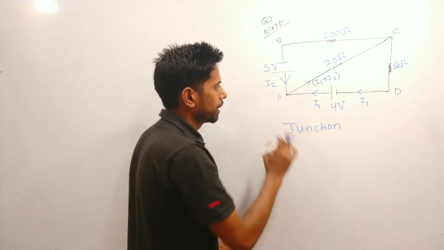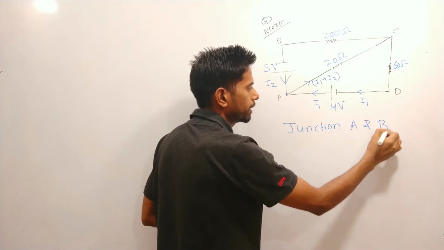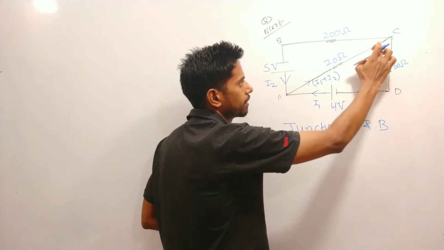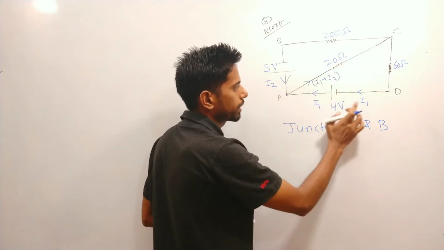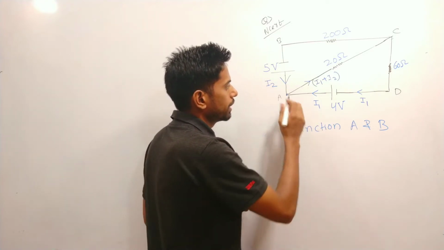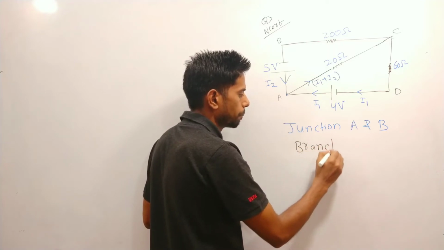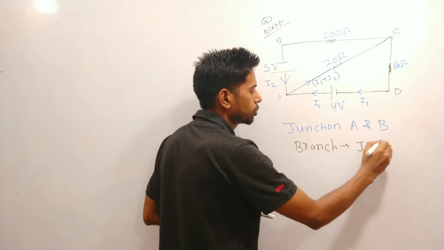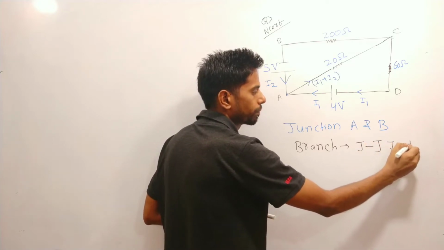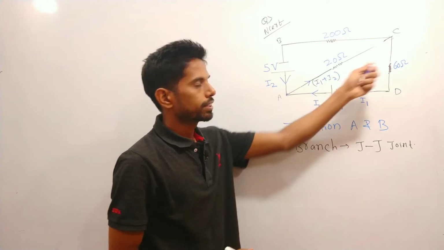Here the 2 junction points are A and C, because there is a 3 wire connection. Now mark the direction of current. One very important point: branch. What do you mean by branch? A branch is a junction to junction joint. So here there are 2 junctions, A and C.